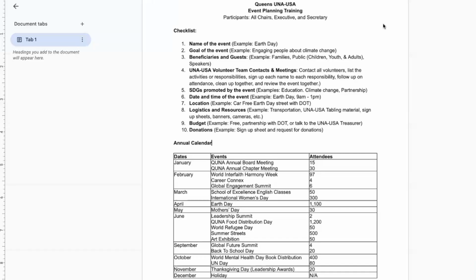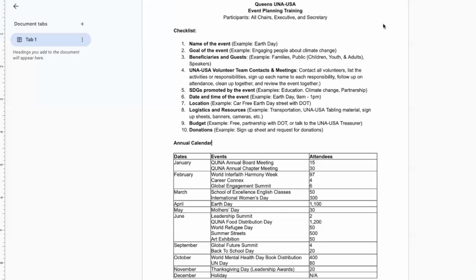So who's going to be attending from the outside besides the members in UNA USA? Number four is UNA USA volunteer team contacts and meetings. You should definitely, one of the first things you should do is reach out to all of the volunteers and the members in UNA USA so that you can list all of the activities and the responsibilities. A great way to do this is hosting a Zoom like we're doing right now, and then you can ask each member what they can sign up for, and you can list their name under each responsibility. And make sure you're also following up on attendance so you can ensure the event runs smoothly.